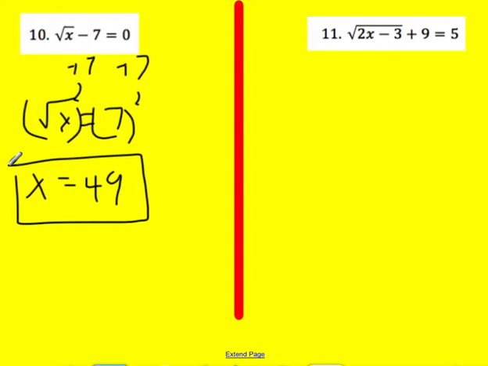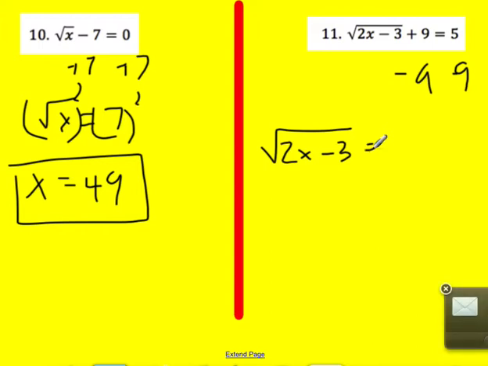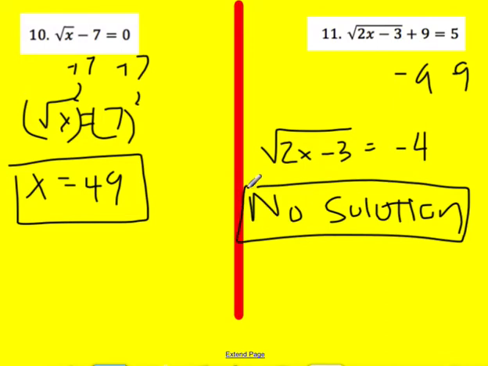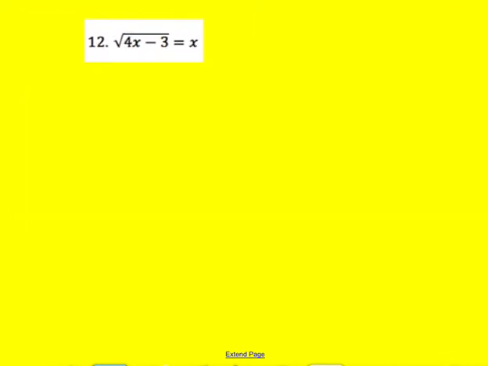Taking a look at number 11, first thing I want to do is get the radical by itself. So I'm going to go ahead and subtract 9 from both sides. So then I get the square root of 2x minus 3 is equal to 5 minus 9, which is negative 4. So since this is set equal to a negative number, that means that there is no solution. Okay, so let's take a look at number 12.